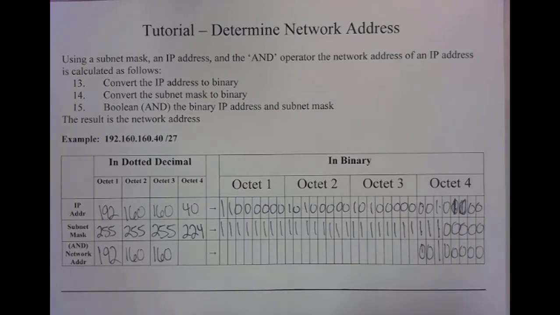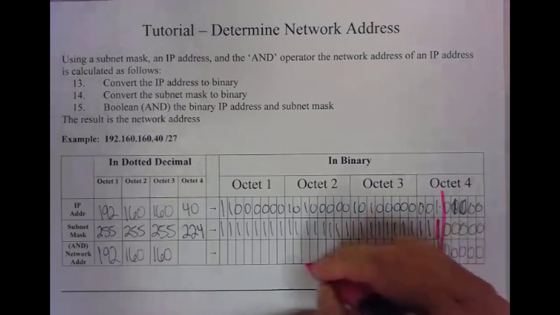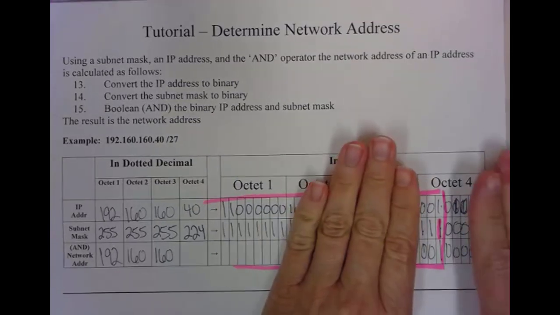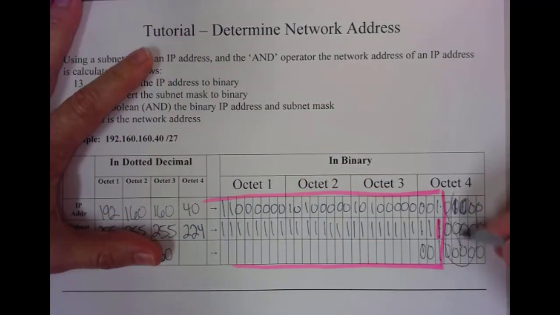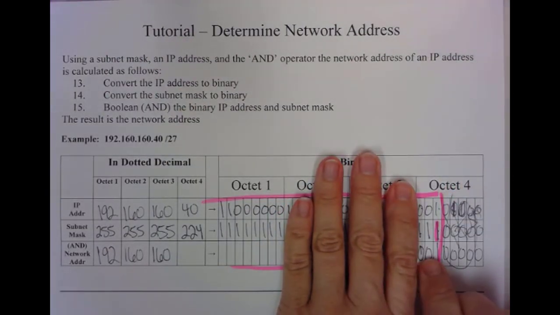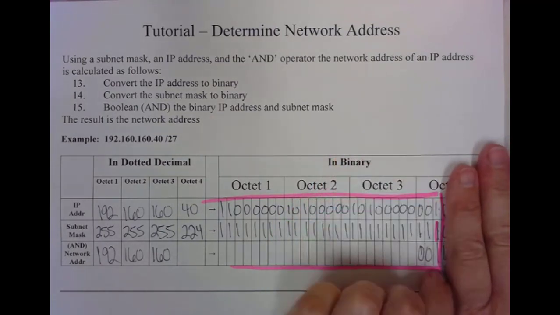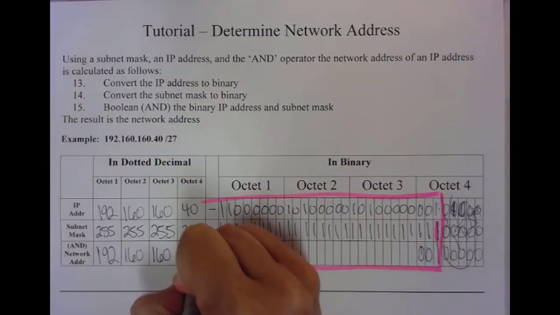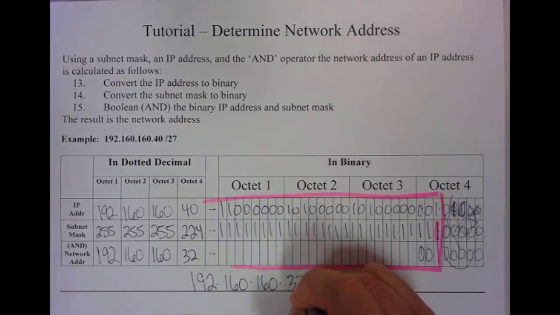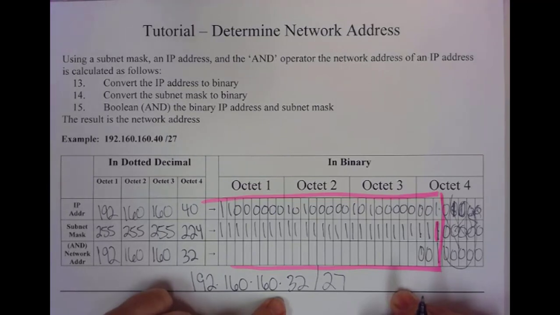So if I look to see where the last subnet bit is on, it's right here, this one. So I know that anything from there over is part of my network address. Now I just need to figure out what this value is. These bits over here are all host bits. So I'm just looking right here. The 128 is off, the 64 is off, but the 32 is on. So the last value in my network address is a 32. So this network address is 192.160.160.32/27. So this IPv4 address belongs to this network.